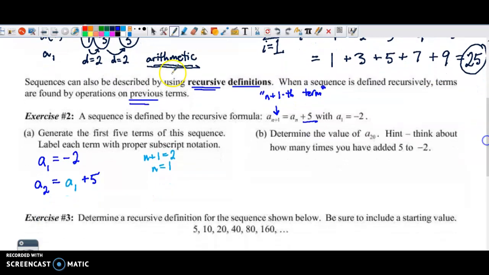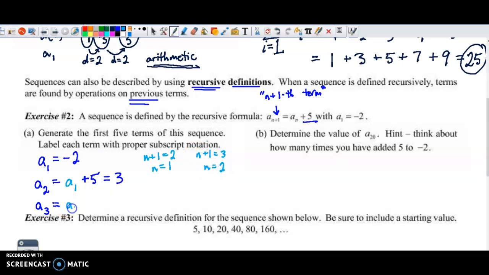That's what makes it recursive, we have to know the previous term, and then we add 5 to it, so the second term would be equal to 3. So let's continue that pattern on. A sub 3, well, if I think of it this way, n plus 1 equals 3, then n needs to equal 2 in that problem.